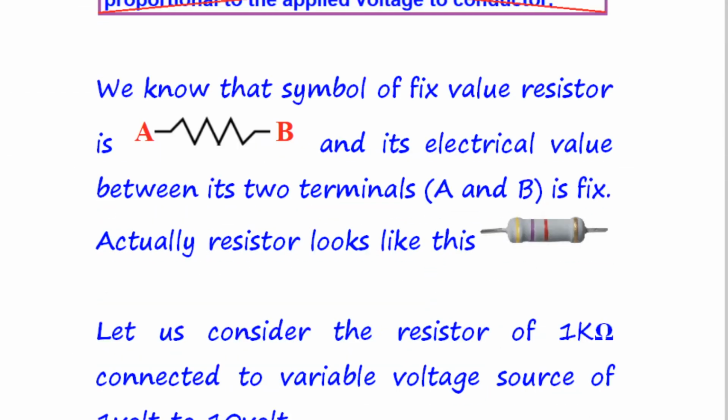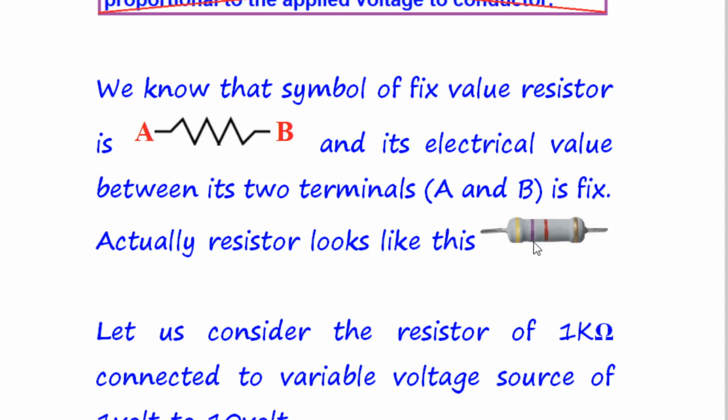Now let us consider the symbol of the fixed value resistor, a two-terminal resistor. All of you know terminal A and terminal B, and this is the symbol of the fixed value resistor. And what is a fixed value resistor? It is a resistor having a fixed electrical value, and its electrical value between its two terminals A and B is fixed, meaning constant.